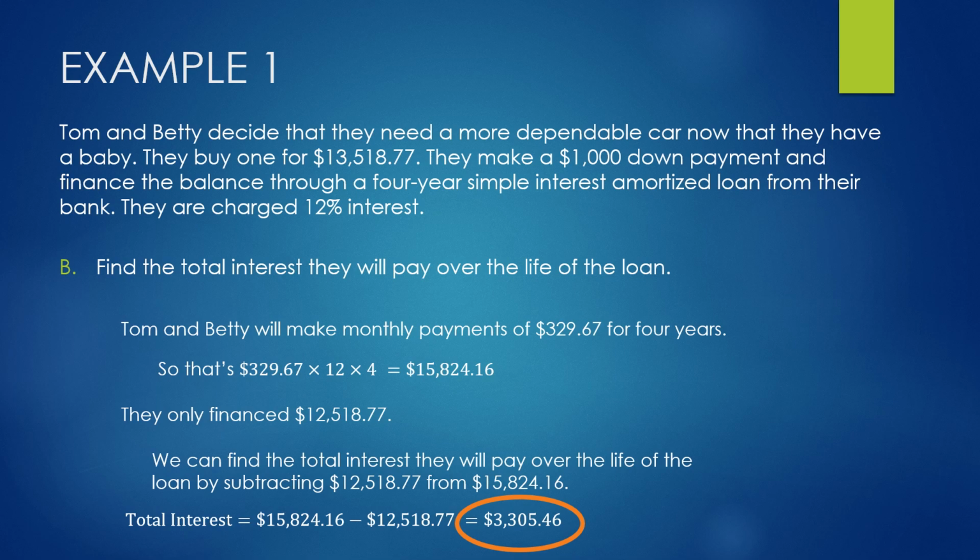So again, this was a pretty high interest rate. 12% interest is pretty high, so that's why they're paying so much interest over the 4 years.